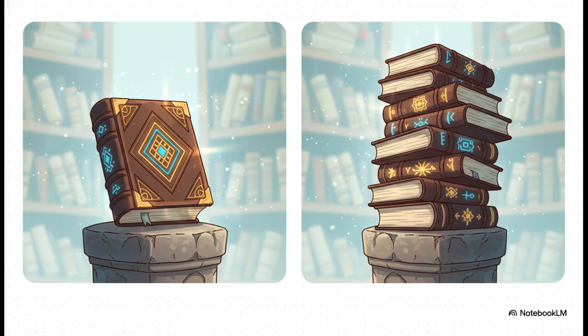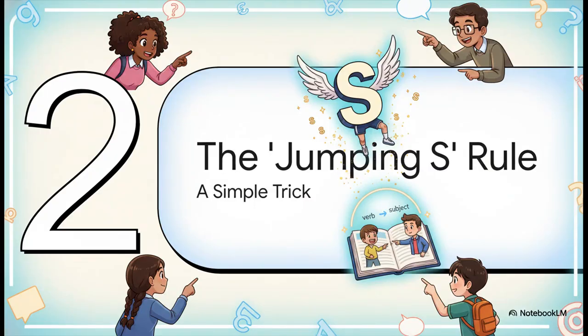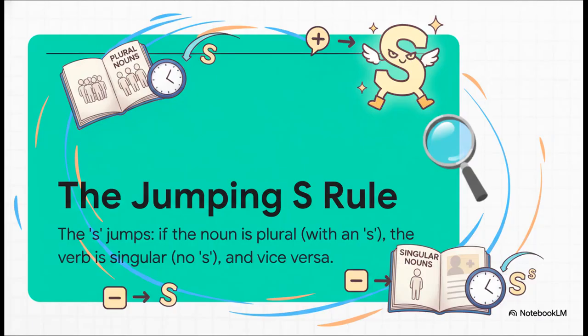And that's exactly where a little secret weapon comes in super handy. And that little trick, that secret weapon, we're going to call it the jumping S rule. And trust me, this is a total game changer. It solves like 80% of the problems you run into. So here's the deal with the jumping S.